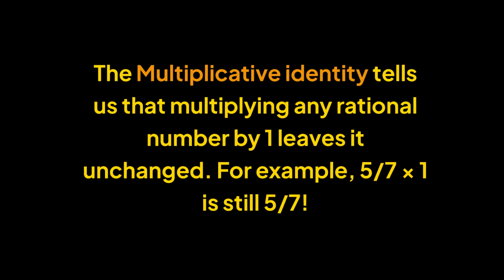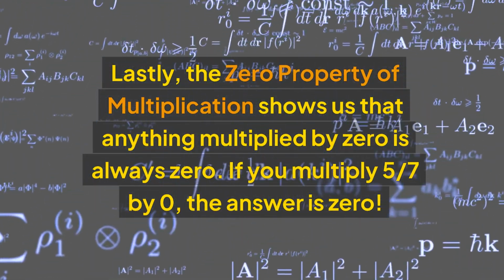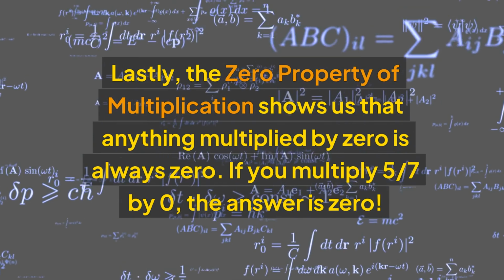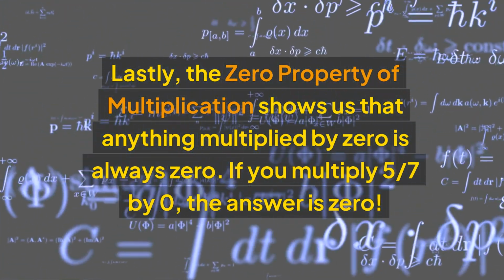The multiplicative identity tells us that multiplying any rational number by 1 leaves it unchanged. For example, 5/7 times 1 is still 5/7. Lastly, the zero property of multiplication shows us that anything multiplied by 0 is always 0. If you multiply 5/7 by 0, the answer is 0.